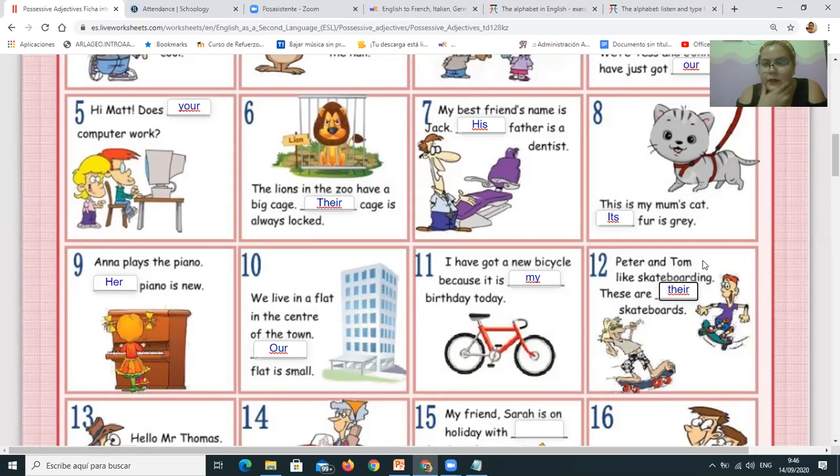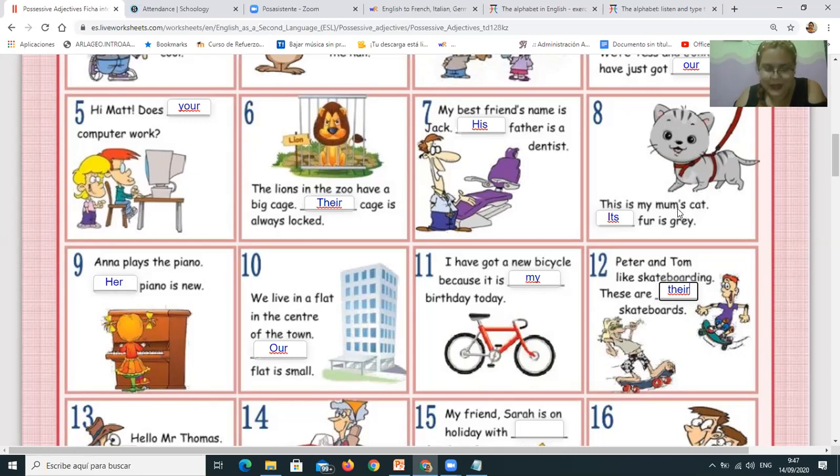A mí me quedó la duda del gato. Que no entendí por qué. Porque aquí dice, este es el gato de mi mamá. Y luego dice, fur is gray. Y fur quiere decir pelaje. Entonces ya después empieza a hablar del pelaje del gato. Exacto. Ya no hace referencia tanto al sujeto inicial, no se refiere a la mamá. En la primera oración, a quién se refieren principalmente es al gato, porque dice el gato de mi mamá, the cat. Siempre estamos hablando del gatito.